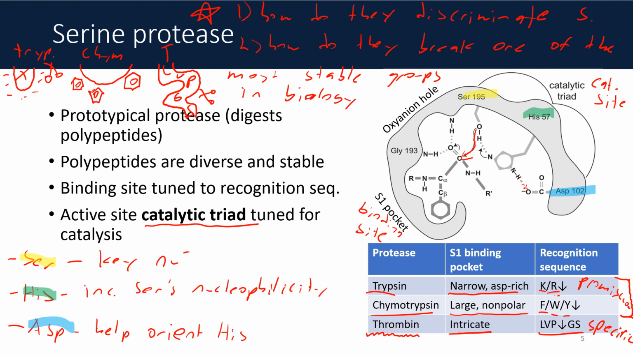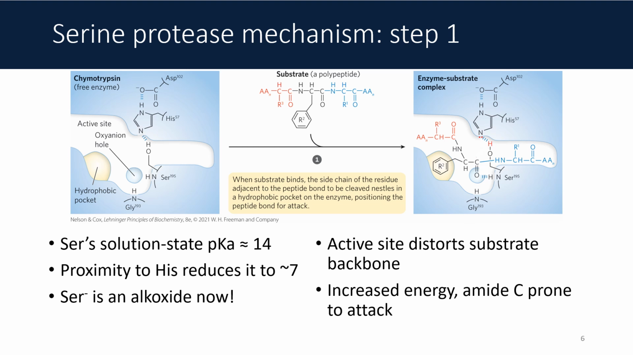If that doesn't make sense now, that's totally okay. There's a lot of information going on in this slide. What we are going to do moving forward is walk you through the steps that the catalytic triad performs to hydrolyze the amide bonds in our substrate. We will now go through the 7 steps of the serine protease mechanism one by one together.